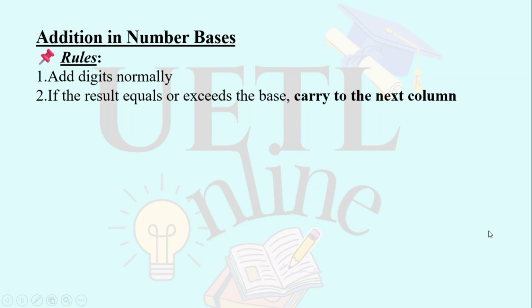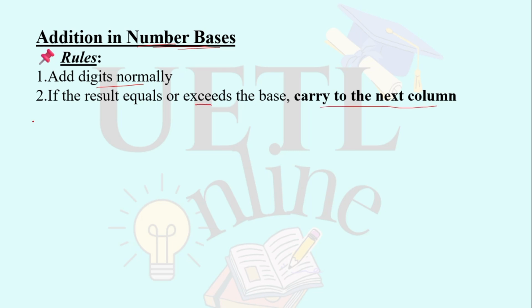Our first concept is addition in number bases. We're going to see how to add numbers in different bases. Our rules are: first, add the digits normally, like we do with other numbers. Second, if the result equals or exceeds the base, carry to the next column.